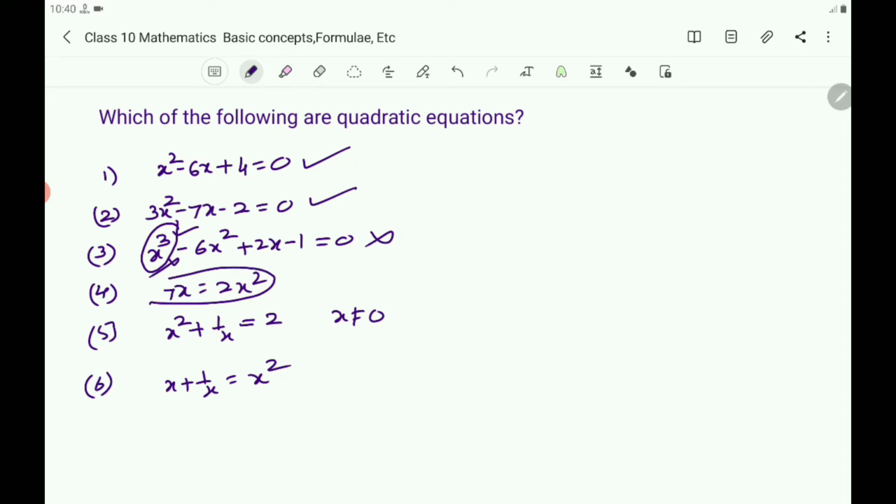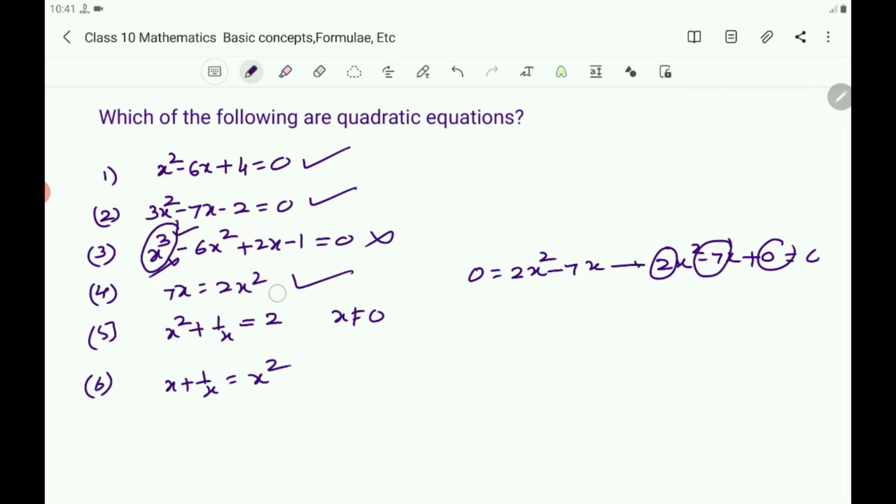Now observe this, 7x equals x square. You can bring this to the form of ax square plus bx plus c equals 0. So it becomes 0 equals x square minus 7x. So you can get x square minus 7x plus 0 equals 0. Here a equals 1, b equals minus 7 and c equals 0. So this is in the form of ax square plus bx plus c equals 0. So this is a quadratic equation. This is also a quadratic equation.